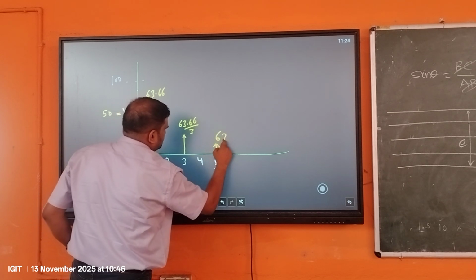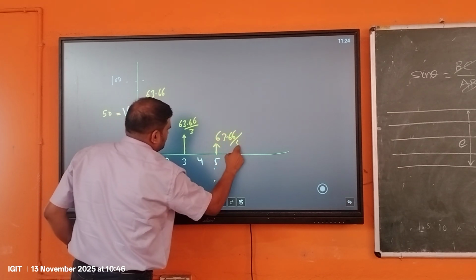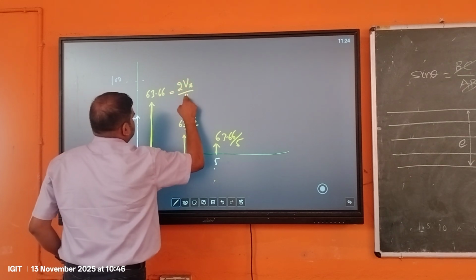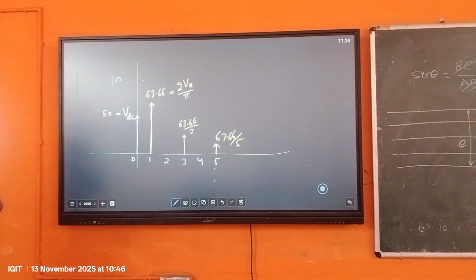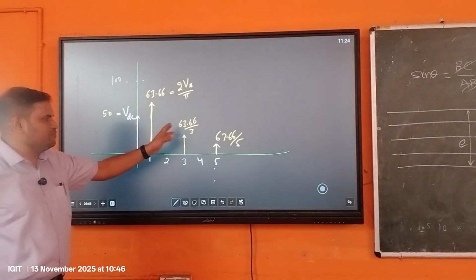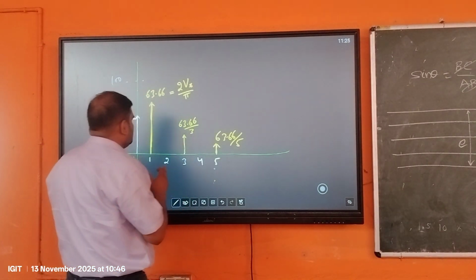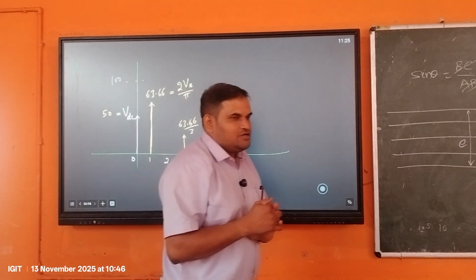This is 63.66 divided by 5. Or you can write this as 2Vs by pi, or 2Vs by pi by 5 pi, or 2Vs by 3 pi. Like that we can write. And this is the harmonic spectrum of the DC-DC converter.